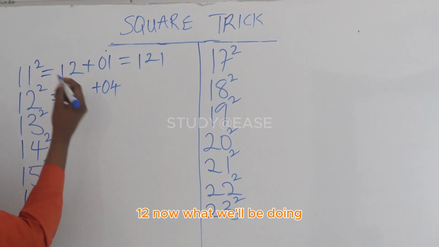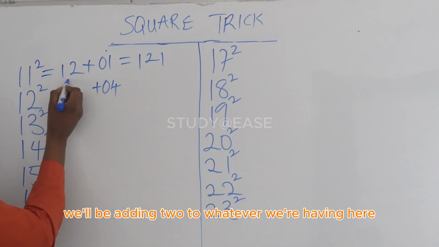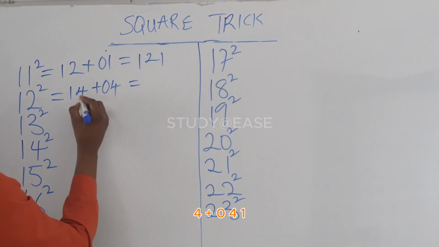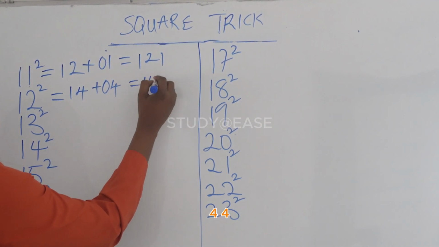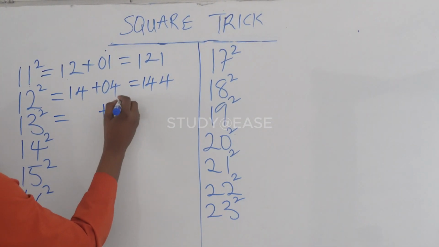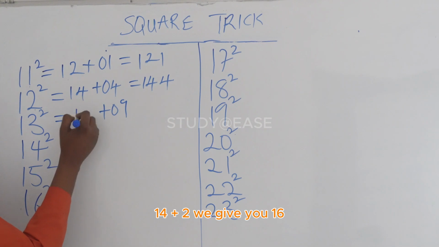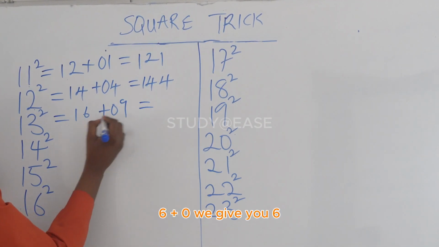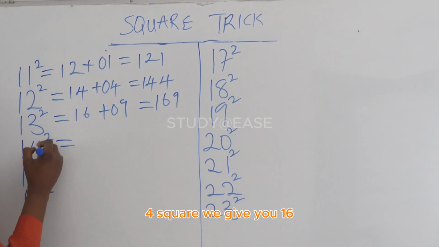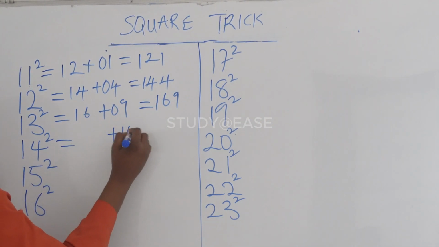12. Now what we'll be doing, we'll be adding 2 to whatever we are having here. So if we add 2 to 12, it will give you 14. 4 plus 0, 4, 1, 4, 4. 3 square will give you 9. 14 plus 2 will give you 16. 6 plus 0 will give you 6. That's 1, 6, 9. 4 square will give you 16.